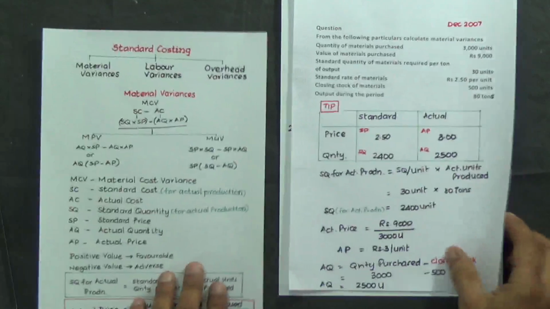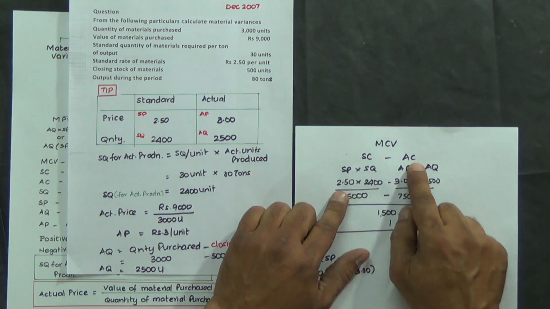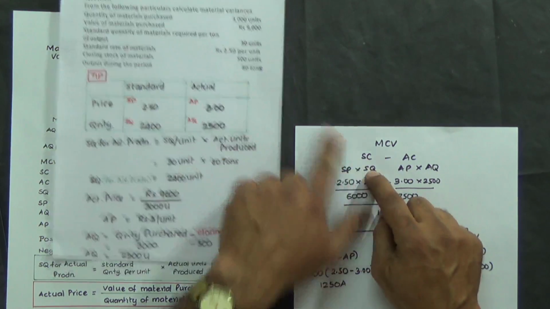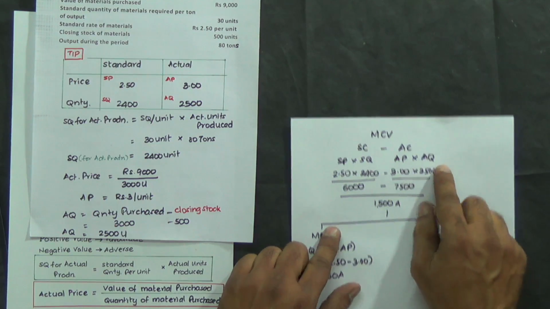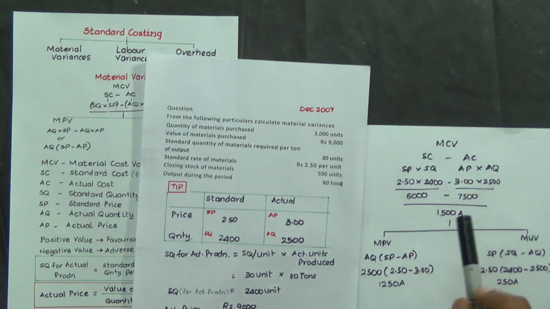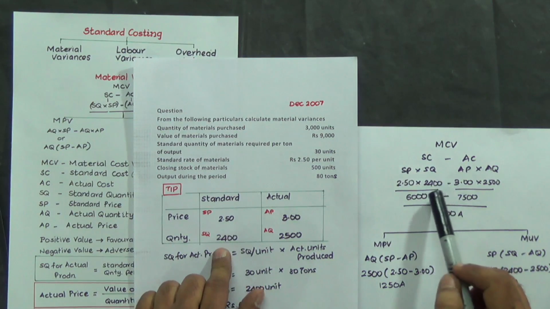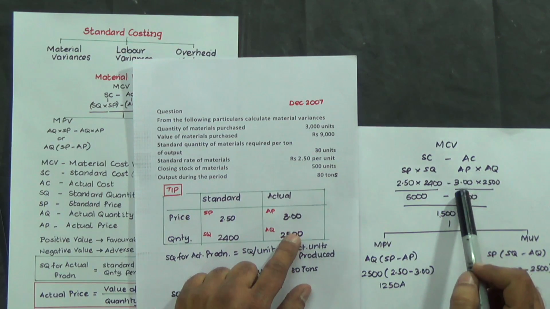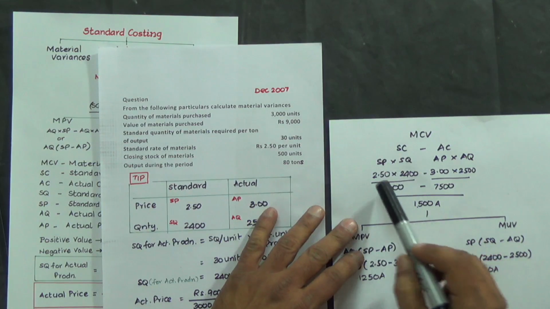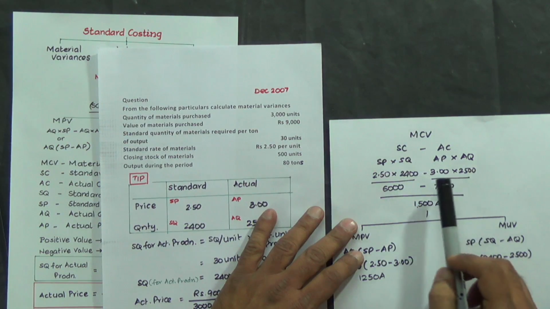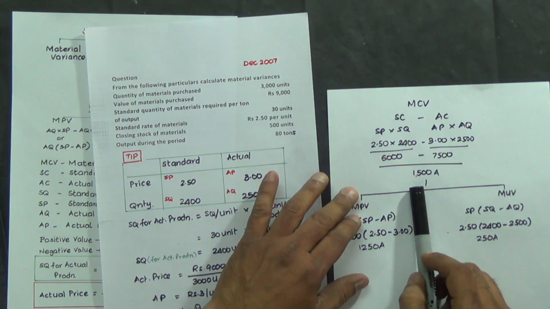So with this, now coming to the problem. Material cost variance is standard cost minus actual cost. Standard cost for actual production is standard price into standard quantity, and actual cost is actual price into actual quantity. All this is taken from the grid. Standard price is 2 rupees 50, standard quantity is 2,400, actual price 3, actual quantity 2,500. All arithmetical work. 2.5 into 2,400 is 6,000. 3 into 2,500 is 7,500. If you sum it up, minus 1,500.